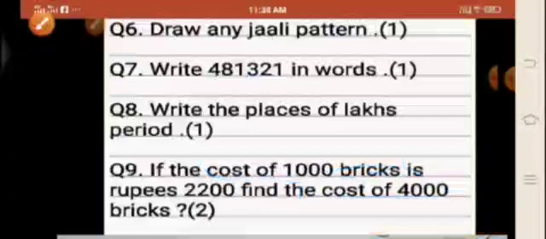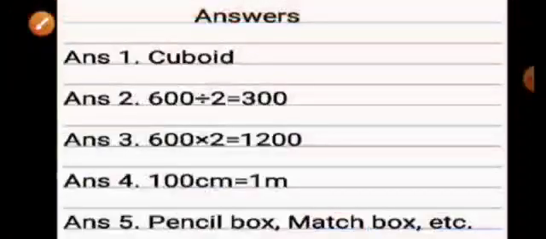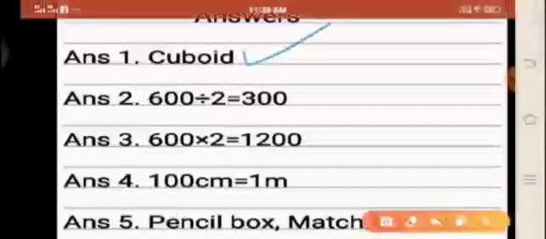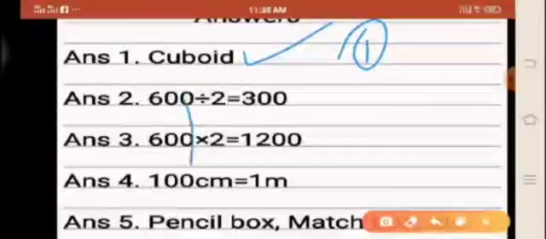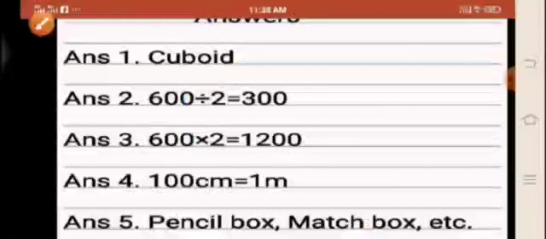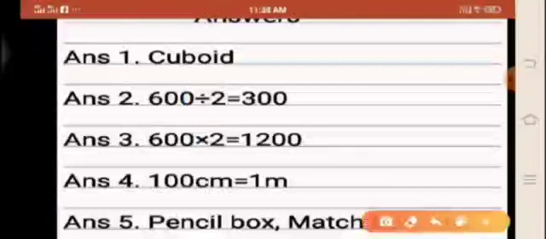Now in our next slide I am showing you all the answers. If your answer is correct, you will do a tick and give 1 mark. If it is wrong, then give 0 marks. Is it clear to you? If you have not written the unit, you will deduct half marks. Is it clear, children?